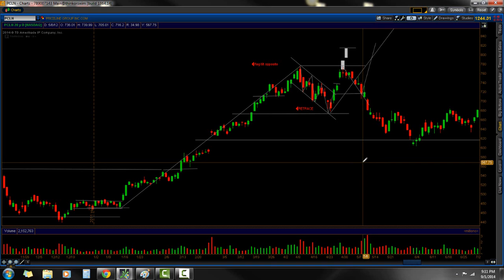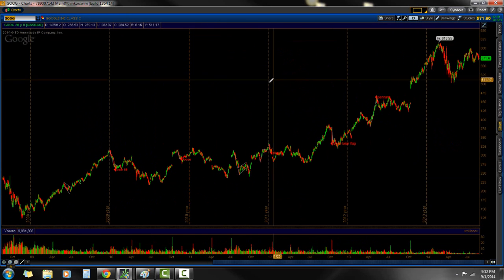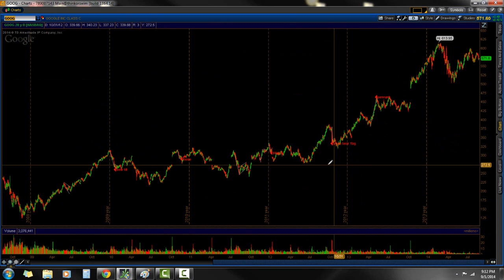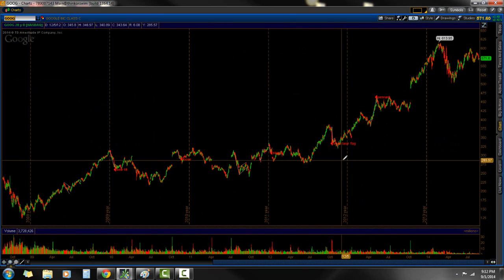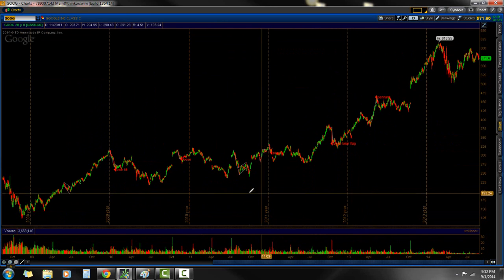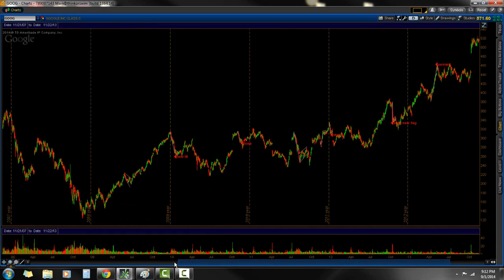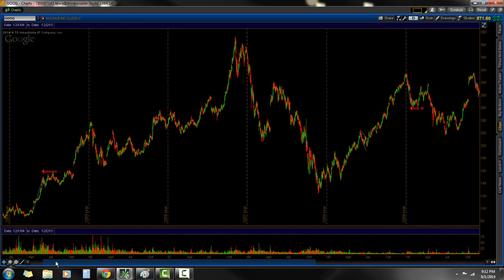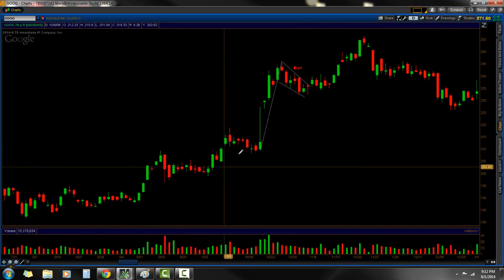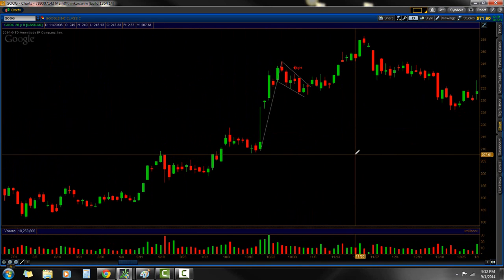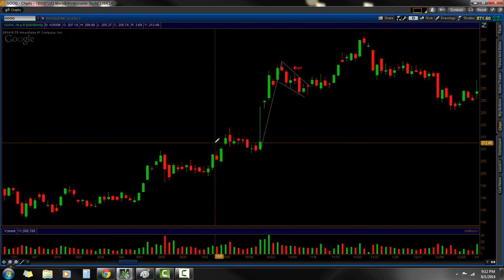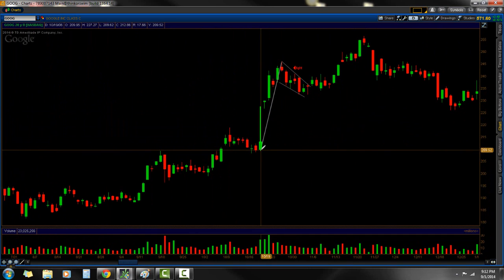Alright? Now I'm going to show you some flags so you can get an idea of what's good and what's bad. So these are all bull flags right now. Okay, here's a flag. You got your sideways action, so you know where to start your flag.